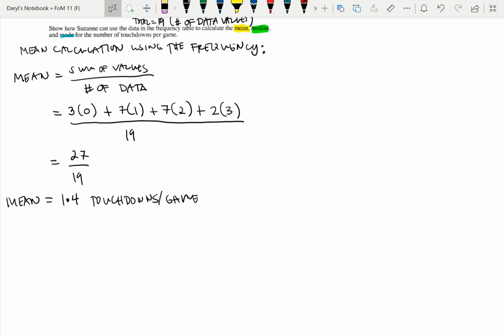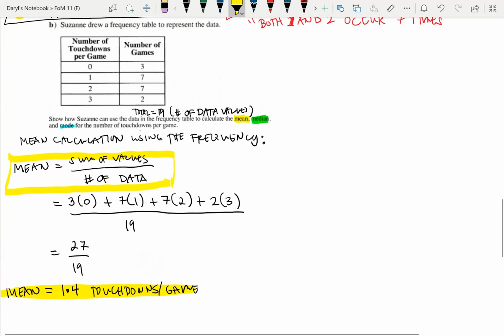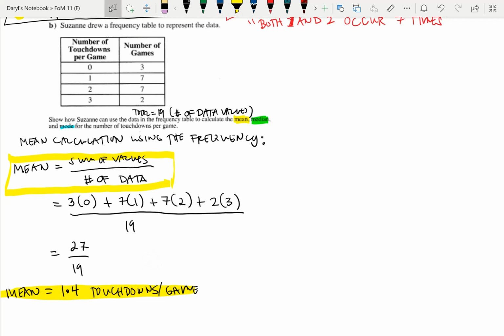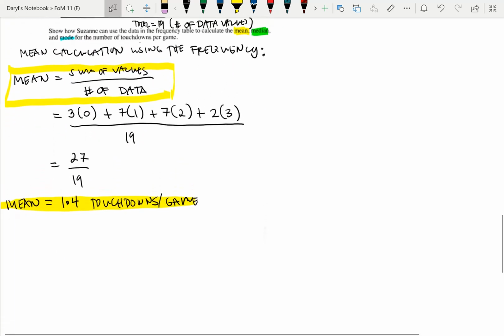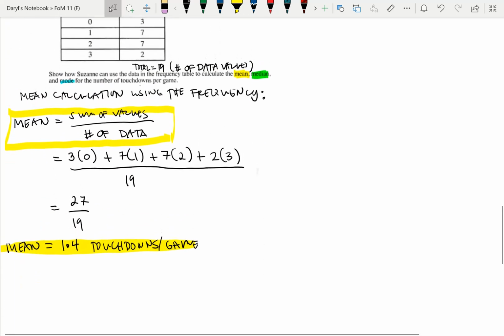So that's how you get the mean. So basically you stick with the definition, but we just use different numbers in getting the sum of the values. But again, if you interpret the data, for 3 games he has 0 touchdowns, and so on and so forth. So 7 games, he has 1 touchdown. Another 7 games, he has 2 touchdowns, and another 2 games, he has 3 touchdowns. So now how about for the mode?